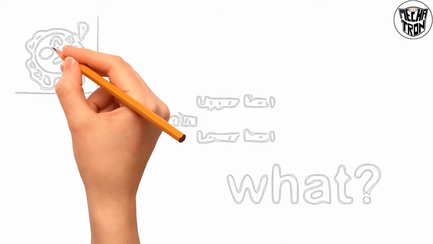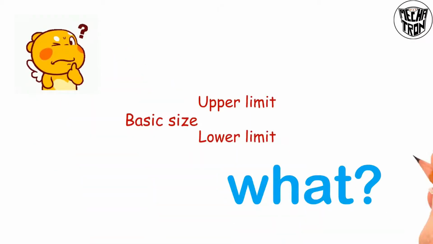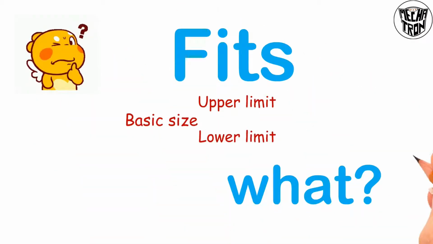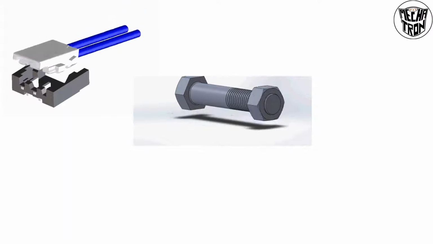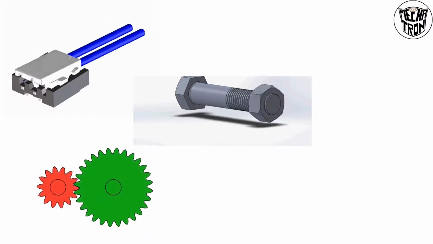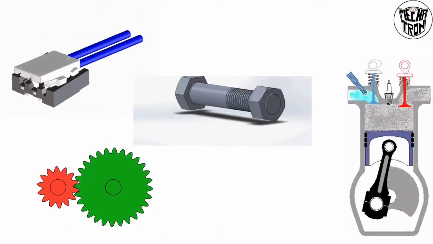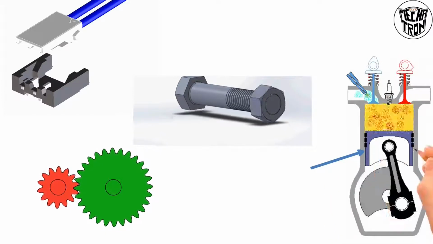So, to answer this question, we need to learn about fits. A fit is nothing but what is used for mating two components properly. These fits are used in each and every assembled product. For example, for this nut some fits are used, for this gear some fits are used, and in this engine some fits are used between the piston and cylinder.